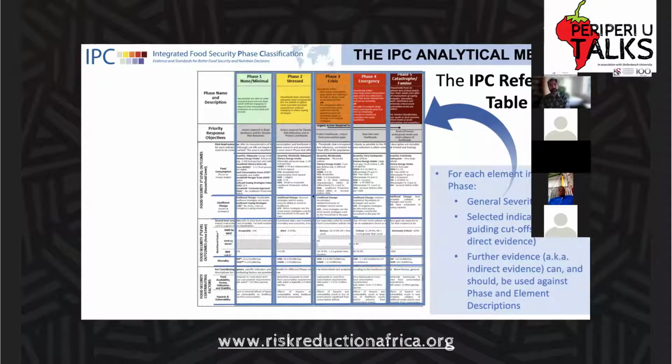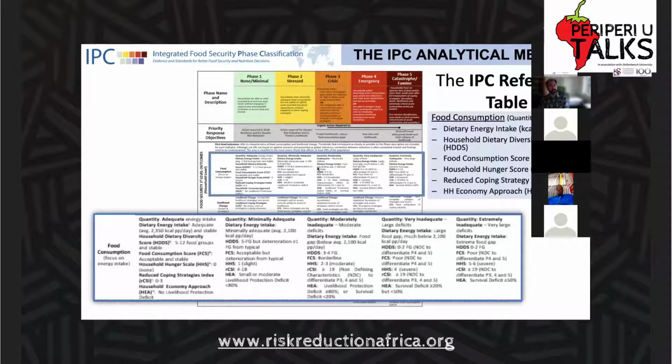Okay, so for each one of these elements, therefore, for each phase, there are severity indicators for cutoffs, and further additional evidence, which can be included with short descriptions for each one. And these are basically used to compare the in situ data against the blueprint. And again, for each of the indicators, if you remember in the analytical framework, we have these indicators. There are thresholds which are then established for each one at different phase levels. So you would be able then to take data and determine whether the data on food consumption or household dietary diversity fits into more phase 1 or phase 2 or so.